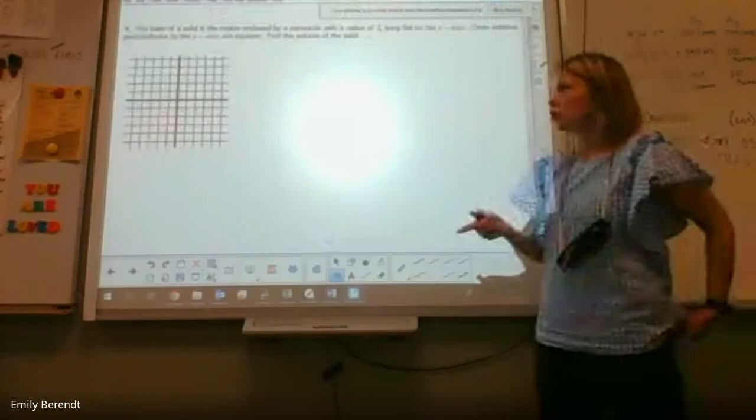So the base of our solid is a semicircle with a radius of 3. Let's go ahead and graph that.